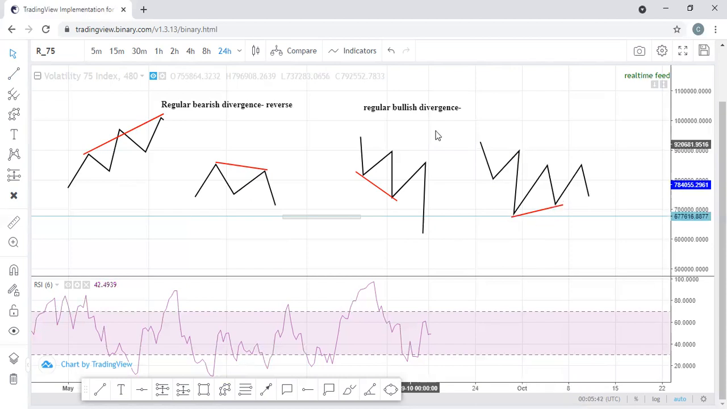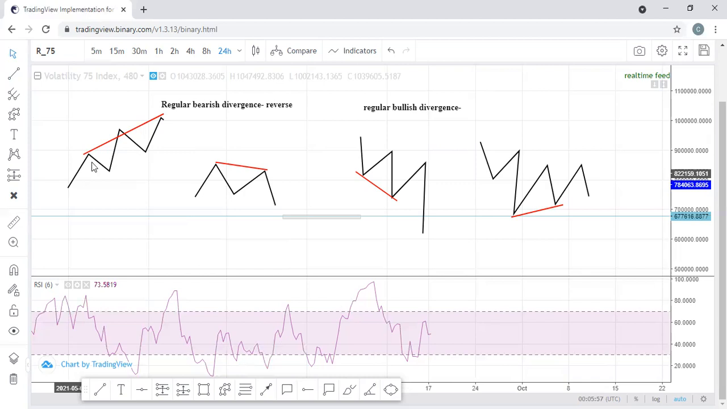So this is a regular bullish divergence, and this is telling that this market is going to buy up, right? So telling that the market is going to reverse from being bearish to becoming bullish. So that is the idea behind regular bullish divergence and regular bearish divergence. They are just used to show reversals.